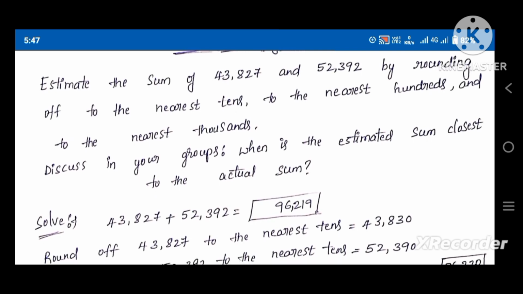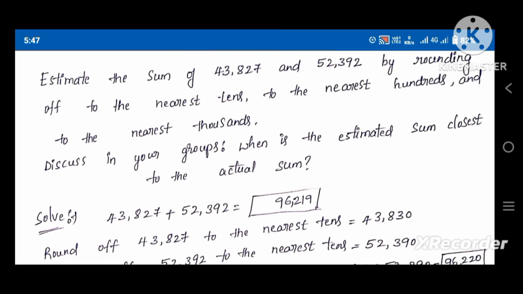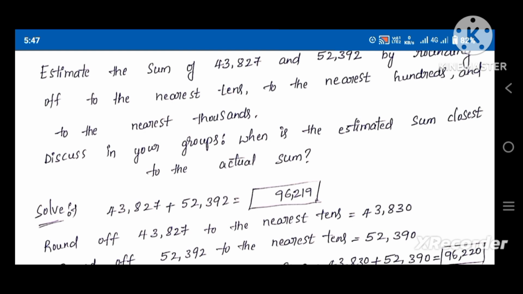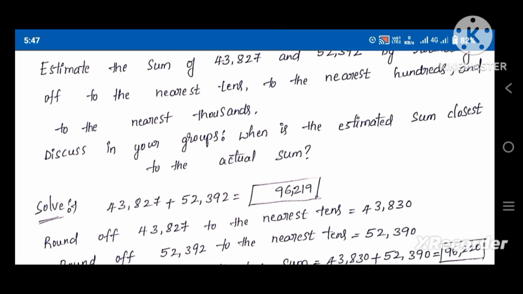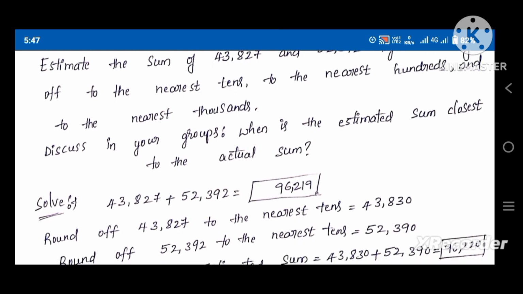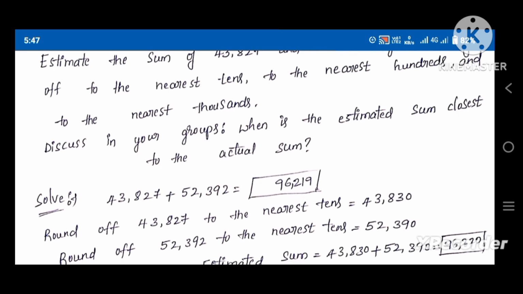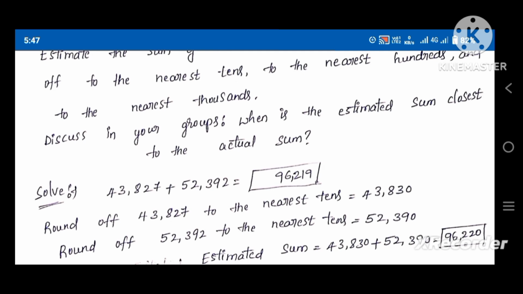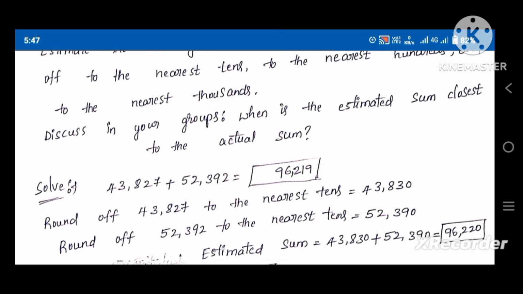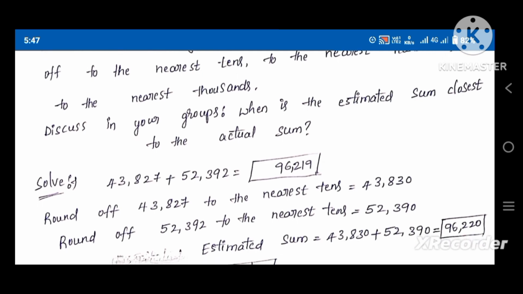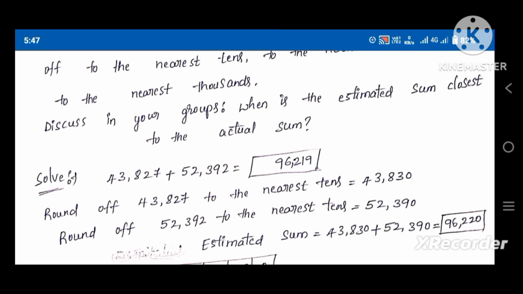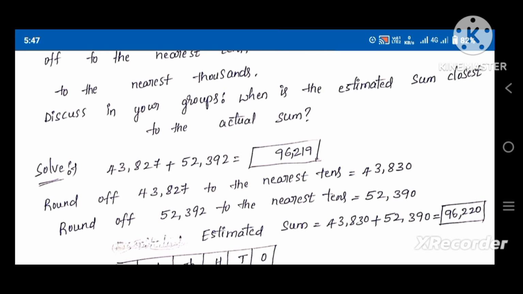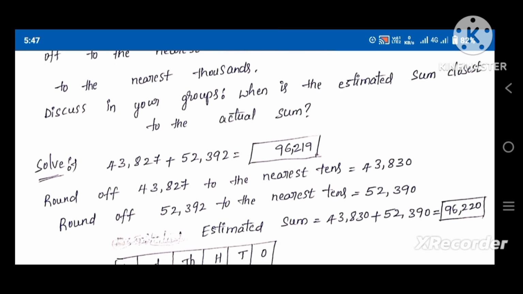43,827 plus 52,392 is equal to 96,219. Round off 43,827 to the nearest tens is equal to 43,830. Round off 52,392 to the nearest tens is equal to 52,390. Estimated sum is equal to 43,830 plus 52,390 is equal to 96,220.